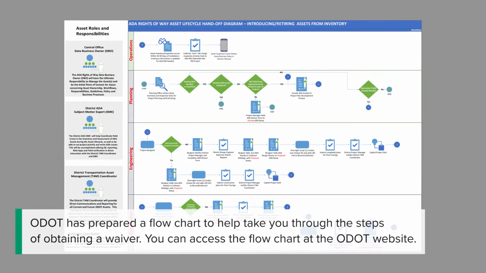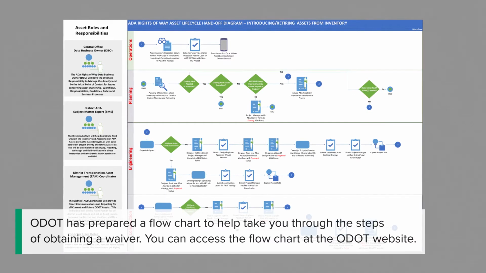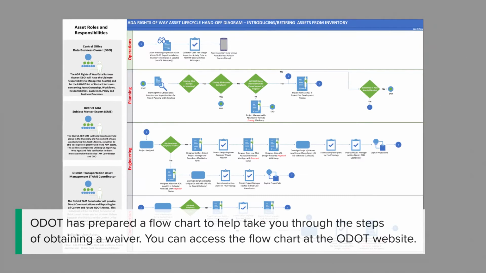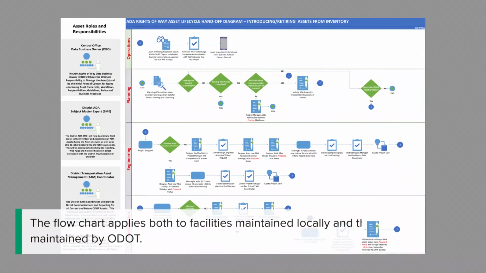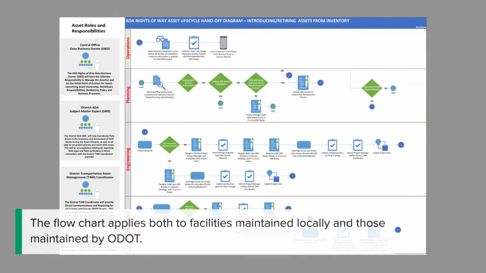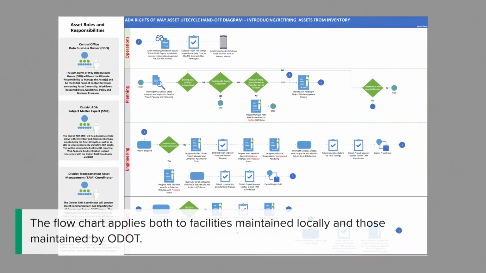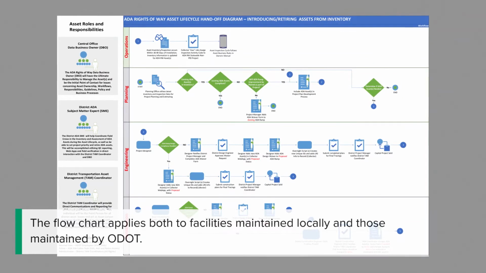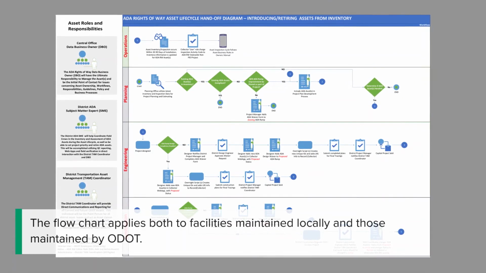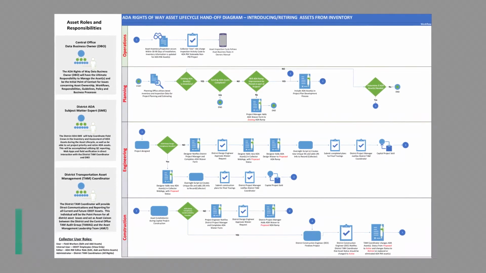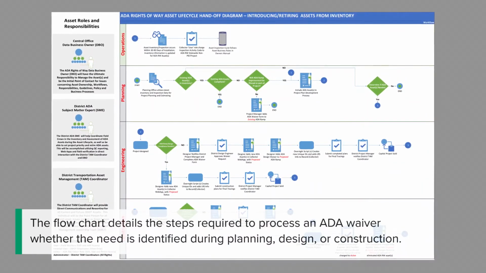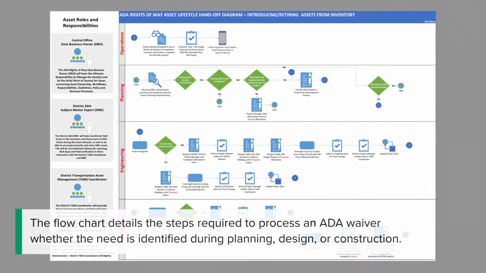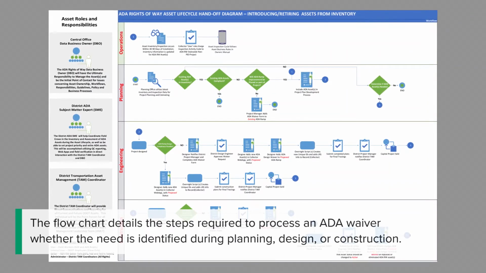ODOT has prepared a flowchart to help take you through the steps of obtaining a waiver. You can access the flowchart at the ODOT website. The flowchart applies both to facilities maintained locally and those maintained by ODOT. The flowchart details the steps required to process an ADA waiver, whether the need is identified during planning, design, or construction.